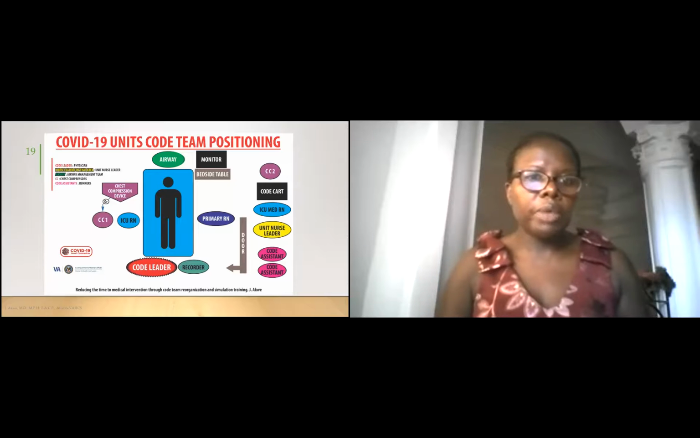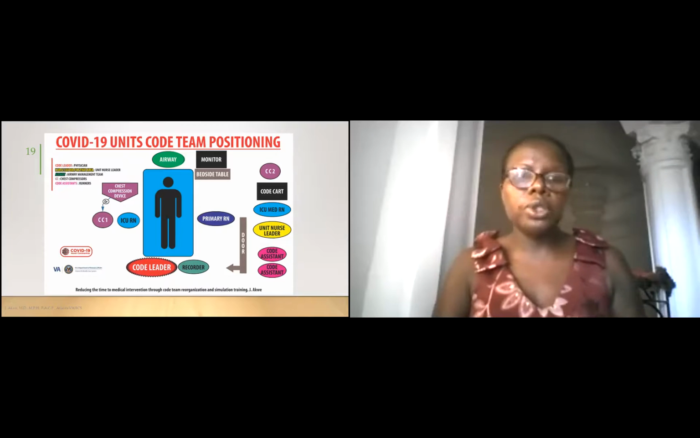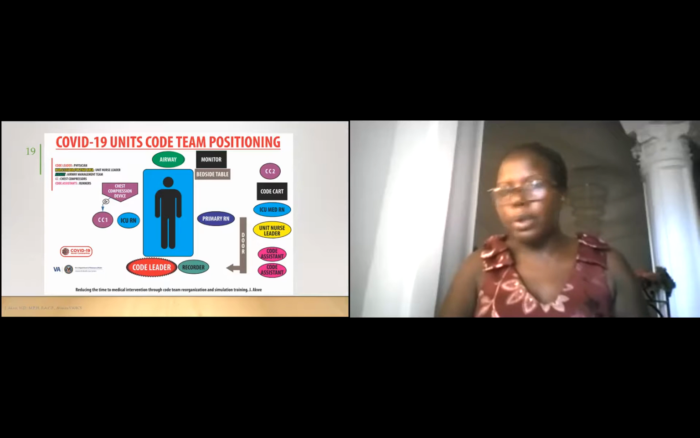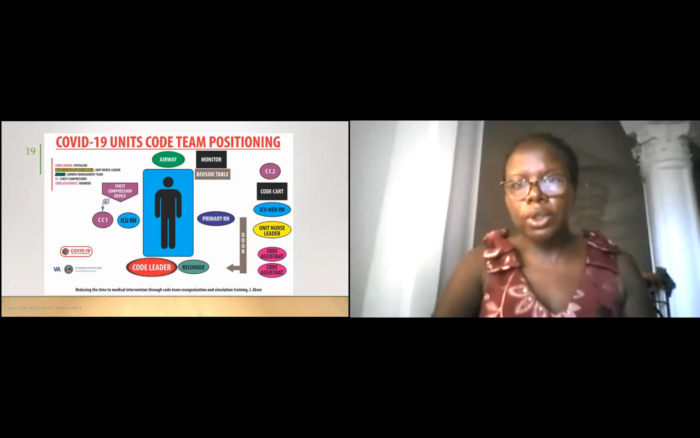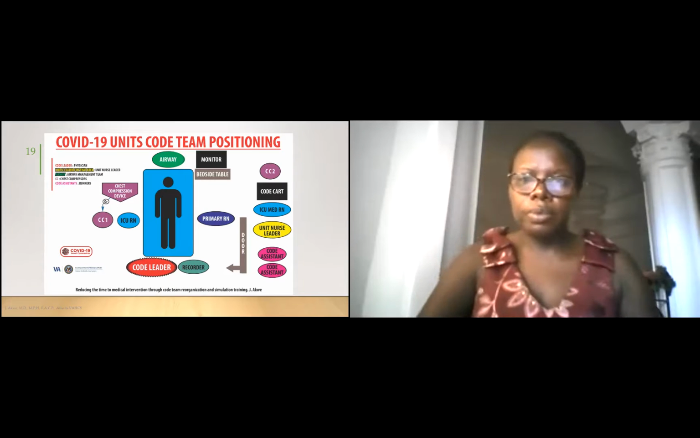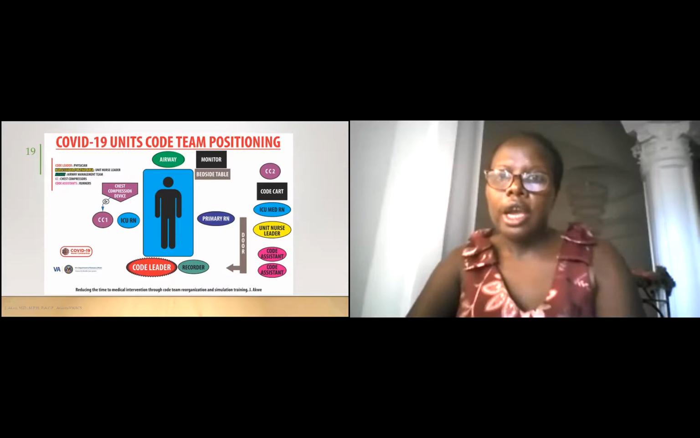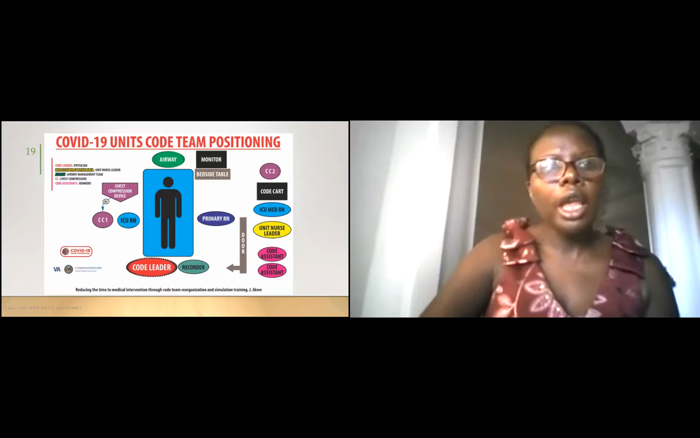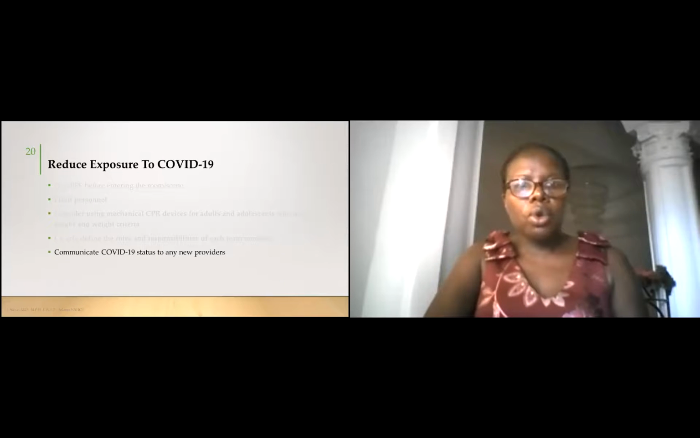Again, we have the chest compression device, which will substitute the chest compression person. So just about 5 people in the room at most at any given time. And then the rest of the people are staying outside of the room so as to reduce contamination. And our code card, which is this one in black, is also outside of the room.